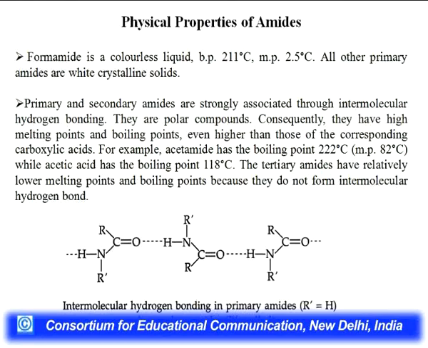You can see the intermolecular hydrogen bonding in amides. They are polar compounds, they have high melting point, high boiling point, and even higher than those of corresponding carboxylic acid. For example, acetamide has boiling point 222 degrees Celsius, while acetic acid has boiling point 118 degrees Celsius. The tertiary amides have relatively lower melting points and boiling points because they do not form intermolecular hydrogen bond.